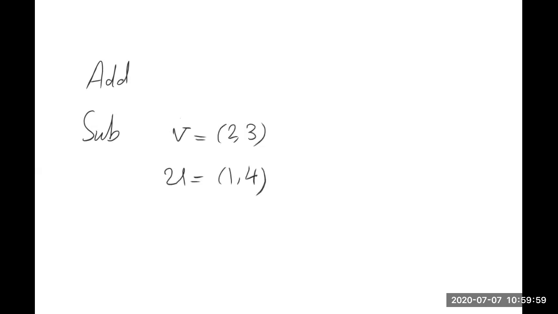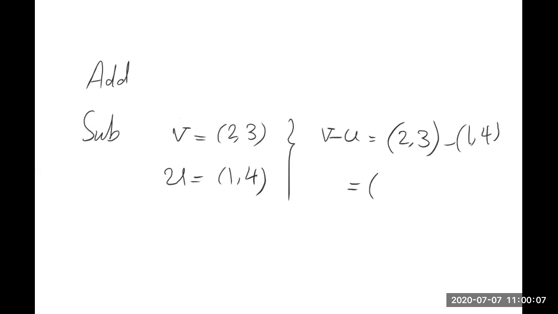Okay, so we can add vectors together. We can subtract vectors. We said P minus Q. We subtracted points. We can subtract the vectors too. So if V is, say, 2 and 3, and U, another vector, is 1 and 4, we can subtract these two vectors. V minus U is just 2 minus 1, 3 minus 4. It's just like the points, because in reality, there's really no difference.